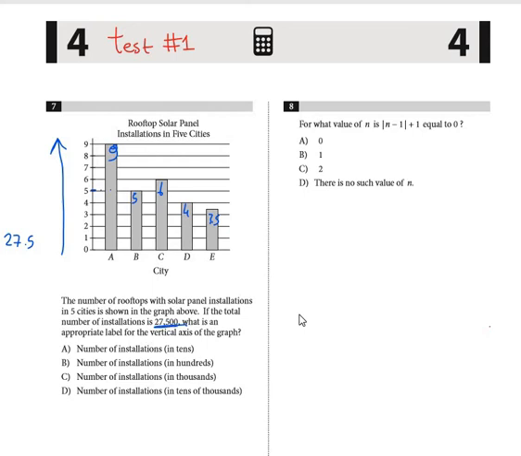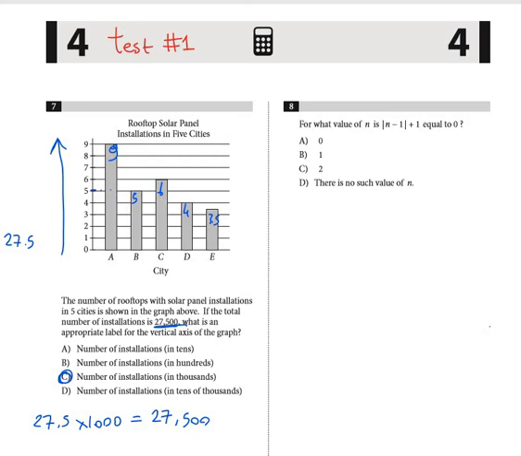So 27.5 is representing 27,500. If I multiply this number by 10, I don't obtain this. If I multiply this number by 100, I still don't obtain this. But if I multiply this number by 1,000, I do obtain 27,500. So this should be expressed in thousands.